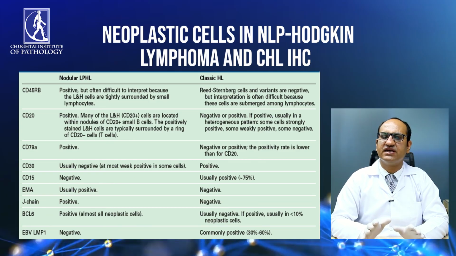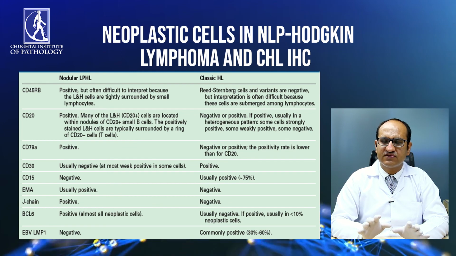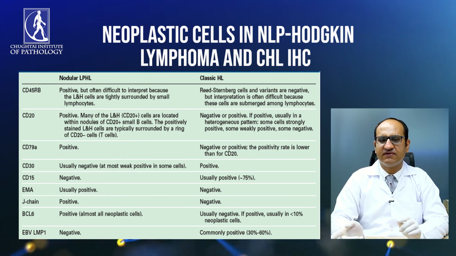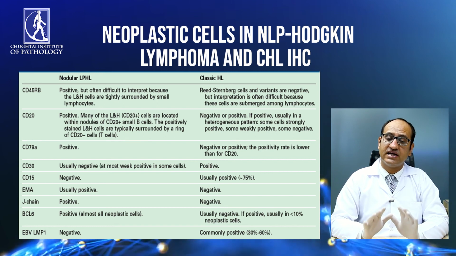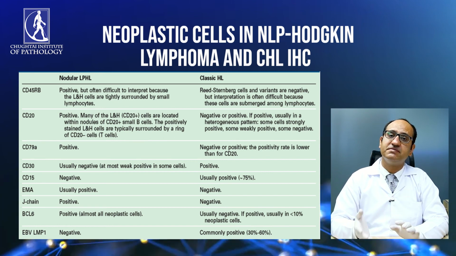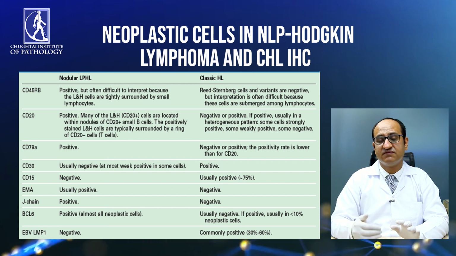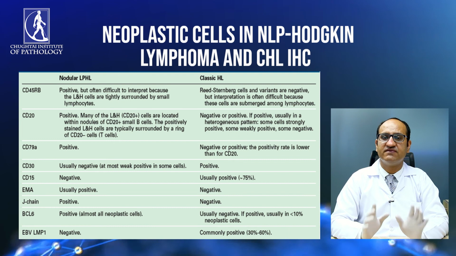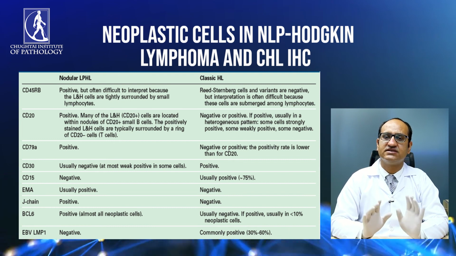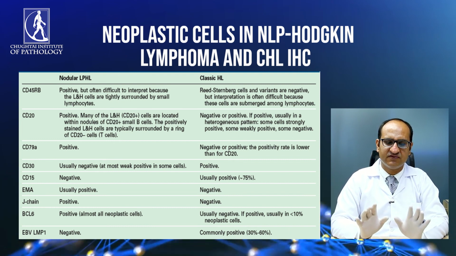Now I want to explain the immunohistochemical difference between classic Hodgkin's lymphoma and lymphocyte predominant Hodgkin lymphoma. LCA is positive in large cells of nodular lymphocyte predominant Hodgkin lymphoma, while negative in classic Hodgkin lymphoma. CD20 is most of the time negative in classic Hodgkin lymphoma, but may be positive, and whenever it is positive, it should be heterogeneous, as I already explained, but it's always positive in large cells and the background B cells in nodular lymphocyte predominant Hodgkin's lymphoma.